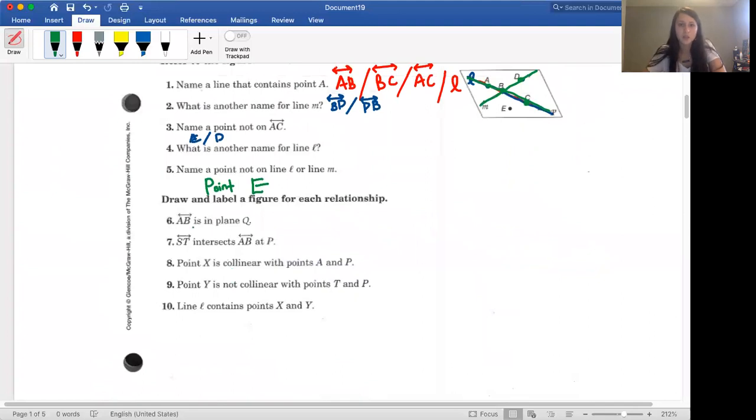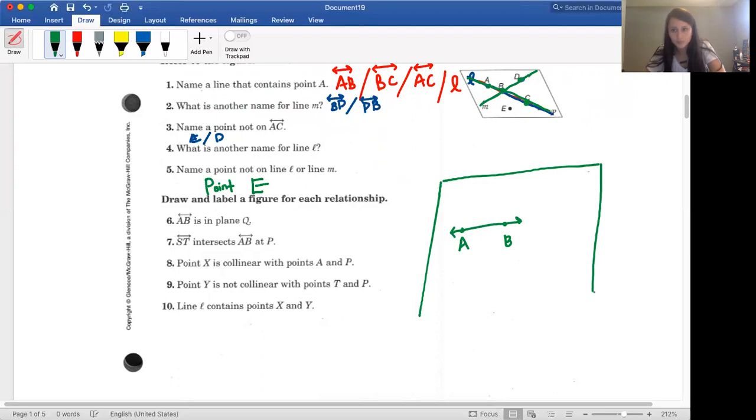Okay, draw and label a figure for each relationship. So we need to draw a picture that describes all this stuff right here. So we've got AB is in the plane Q. So that means I need to draw point A, draw point B, and then have it go through here. And I've got a plane. I'm going to draw it pretty big just in case I need more room. There's my plane. And I'm going to name this Q because they've asked me to name it Q. So this is plane Q.